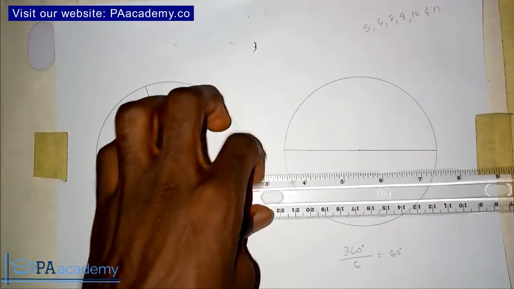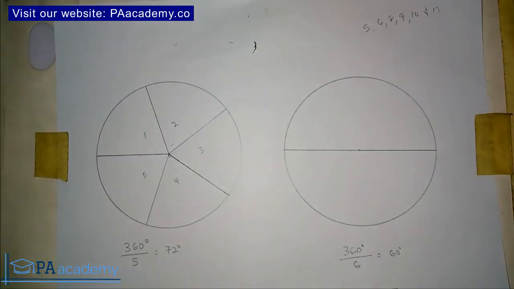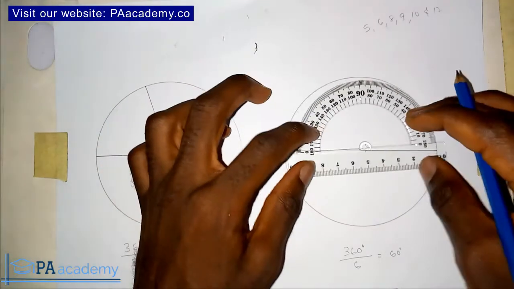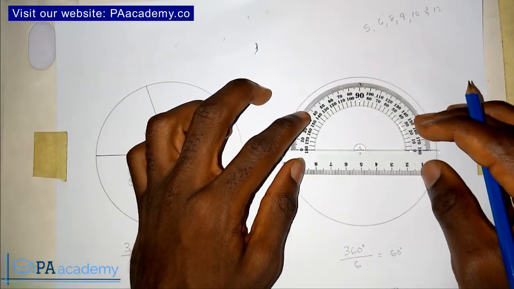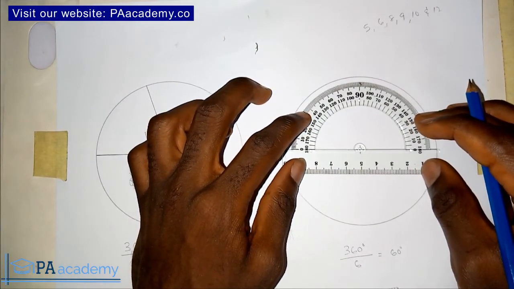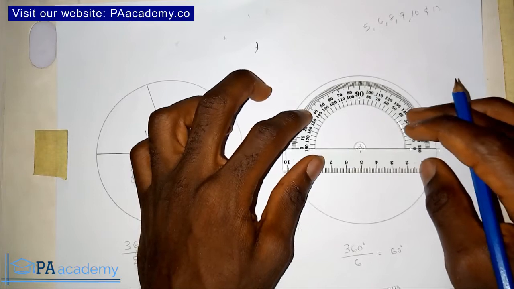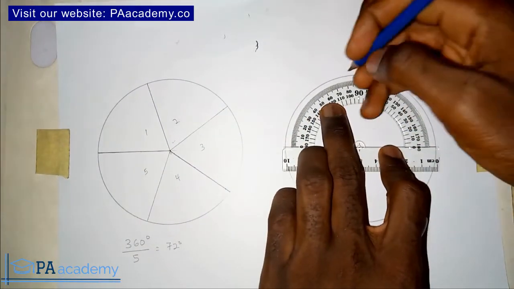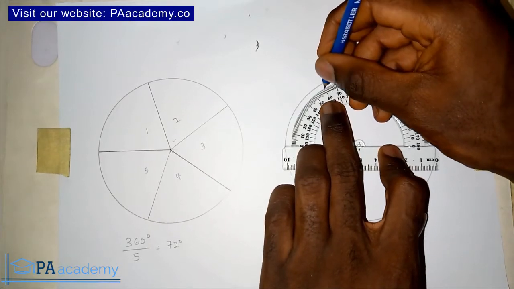So we are already like this. Now we've divided it into 2 equal parts. So we bring back our protractor. We place it, making sure it's at the center and properly placed. Once you place it, you measure 60 degrees. So this is 60 degrees.